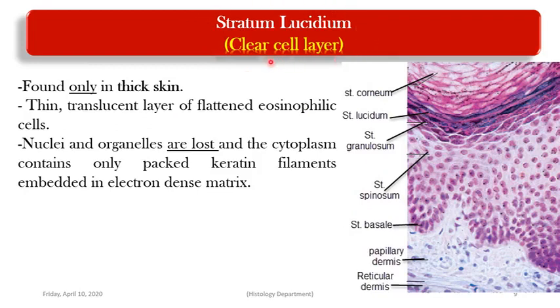The layer number 4, or the fourth layer, is the stratum lucidum, or clear cell layer. It is important to know that it is present only in thick skin. Again, stratum lucidum is only present in thick skin, so it is a point of difference between thick skin and thin skin. It appears as a translucent acidophilic layer formed of flattened cells. Here the cells start to lose their nuclei and organelles, and are filled only with keratin filaments. These keratin filaments are embedded in an electron-dense matrix.